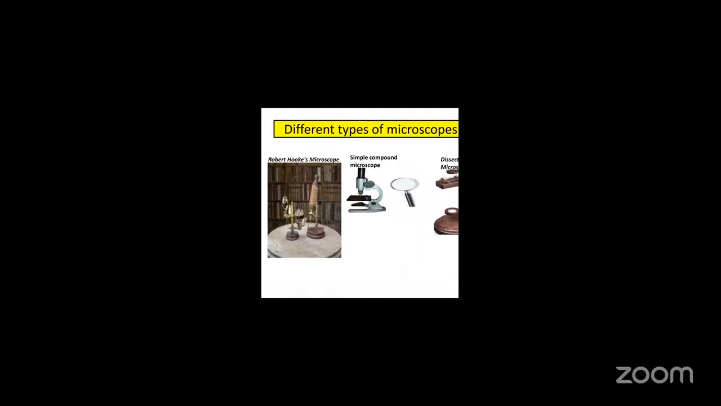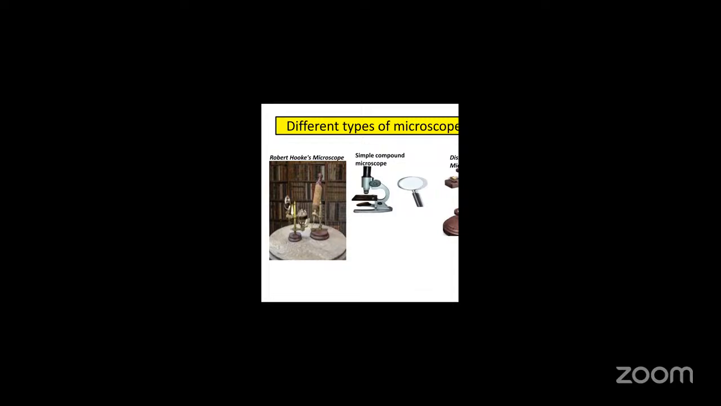So, different types of microscopes. As we have already discussed, without the invention of the microscope, the study of the structure of the cell would not have been possible, because the cell is very, very minute. The structure of a cell can be visualized only under the microscope. So in those days, various scientists developed these microscopes. The simple microscope came, then the compound microscope came, then later the electron microscope.